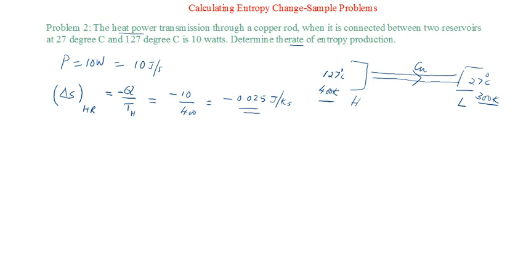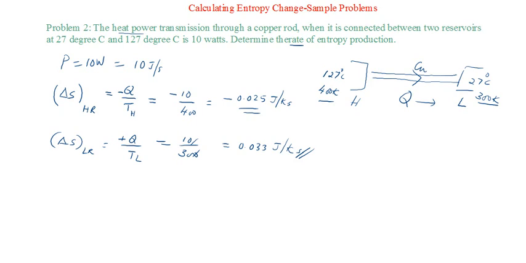Now similarly you can find out delta S for the low temperature reservoir. The low temperature reservoir is gaining heat, so Q amount of heat is just transferred. So there will be plus Q per second by TL. That will be equal to how much? It's again 10 divided by 300, so that is equal to 0.033 joule per Kelvin second. Since it is a rate of entropy, that's why there is a joule per Kelvin second, right?